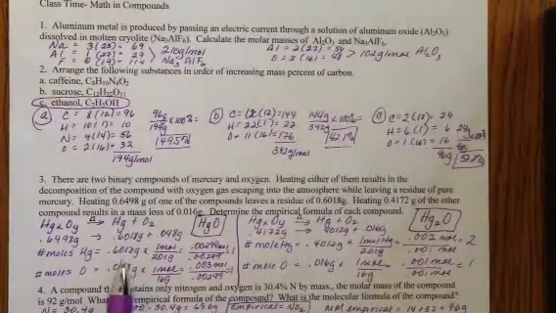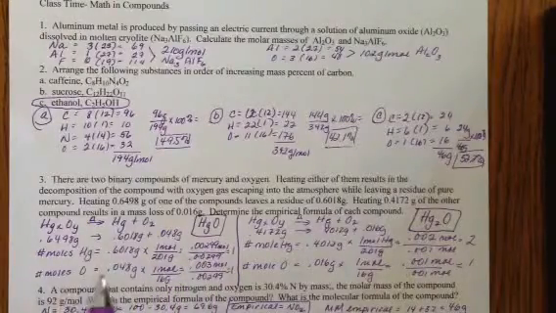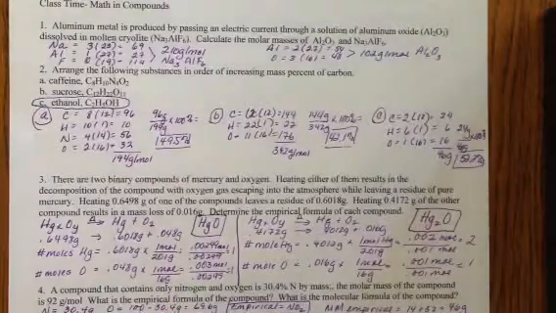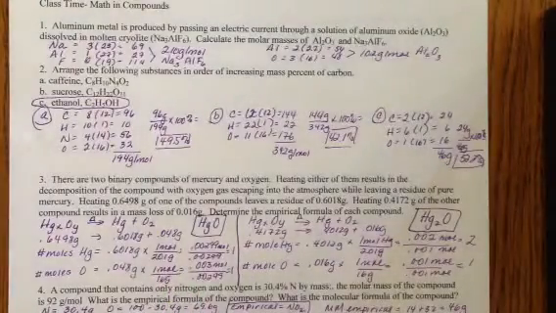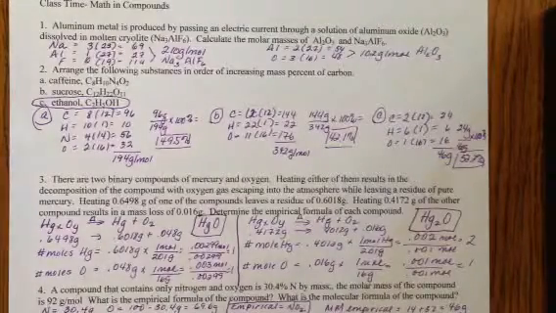I take the mass, divide it by the molar mass, and I come out with the number of moles for both elements. And then I compare the ratios, and I see the ratios are 1 to 1. Therefore, the empirical formula of that first compound is HgO.